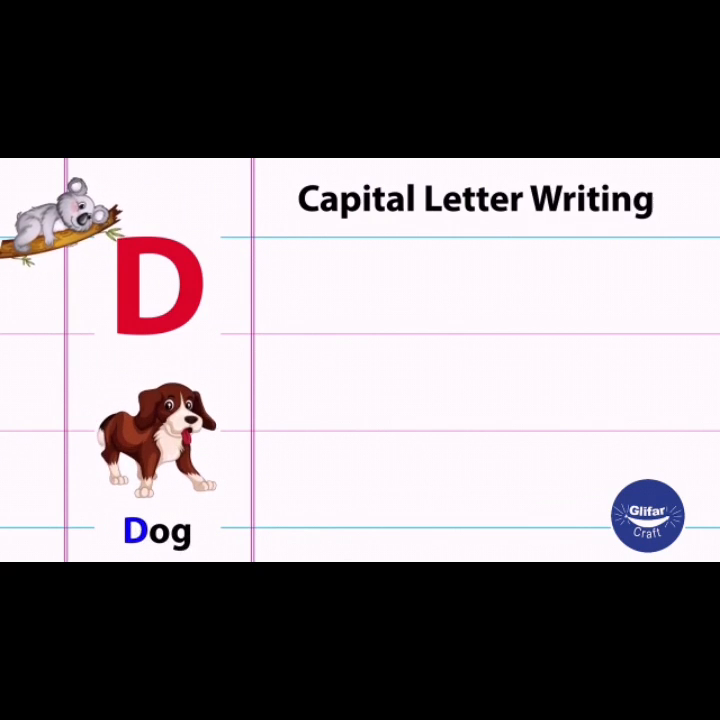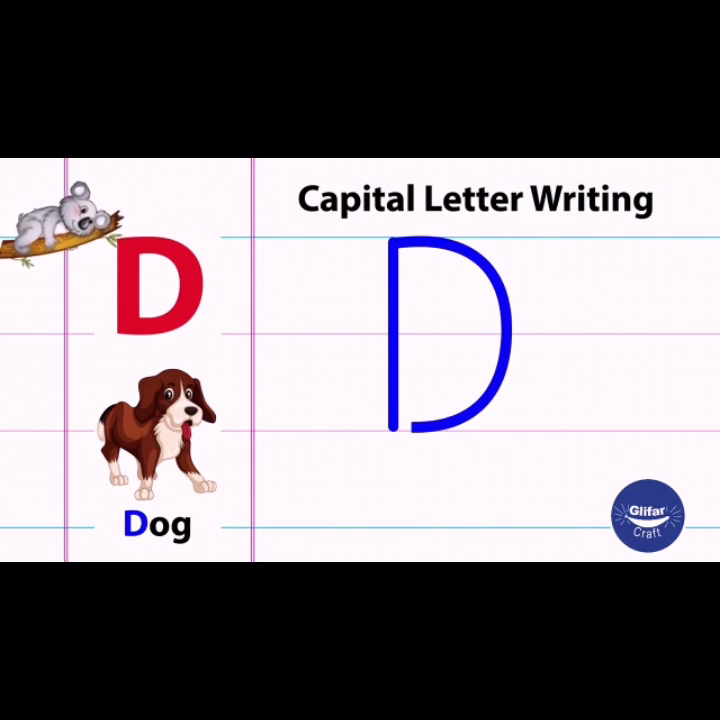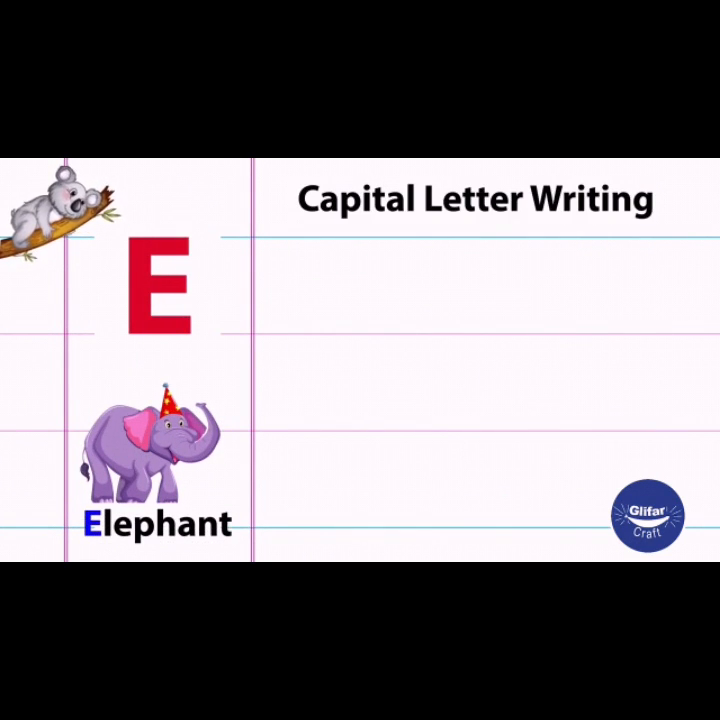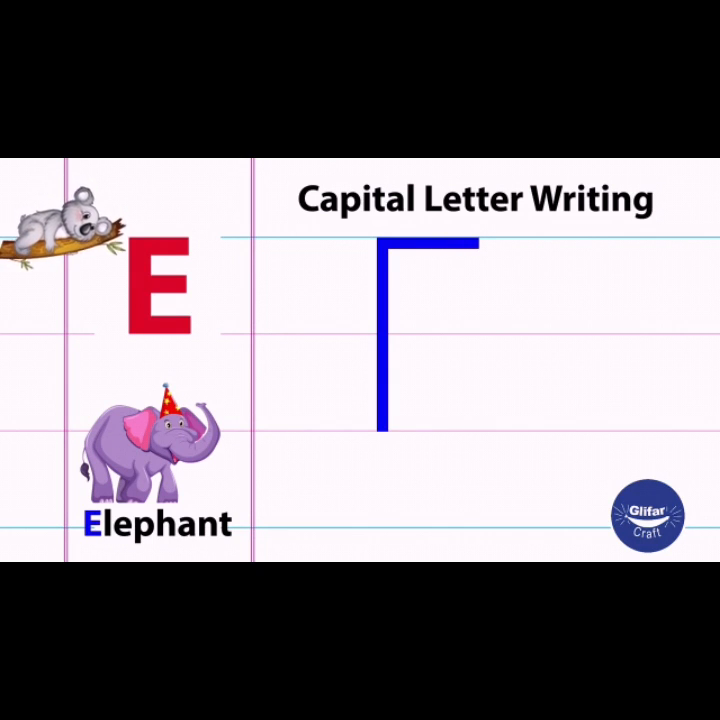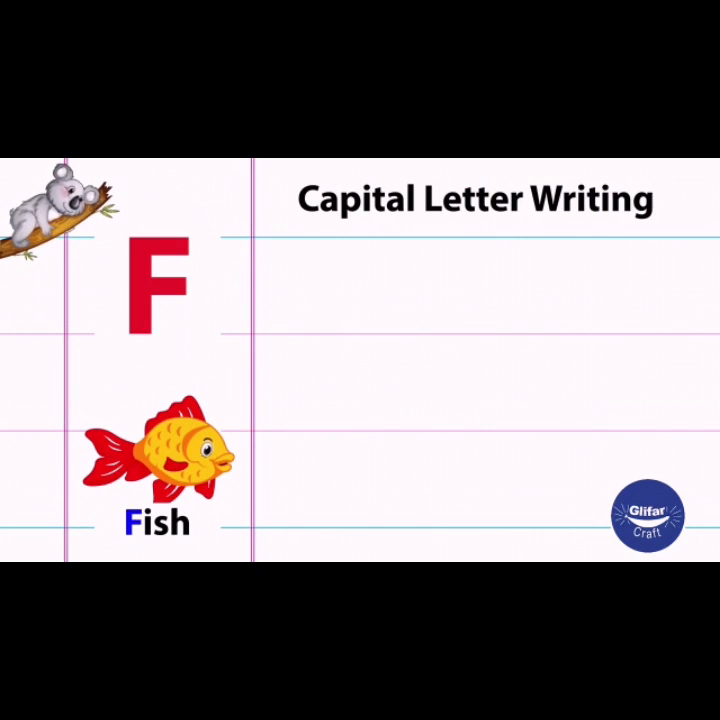D. The dog. We will use a standing line, then a little curve like this. D. E sound a, elephant. For letter E, we will use a standing line, then a sleeping line, second sleeping line in the mid, then a third sleeping line in the last. E. Elephant.